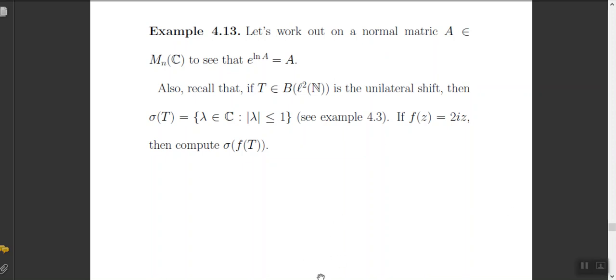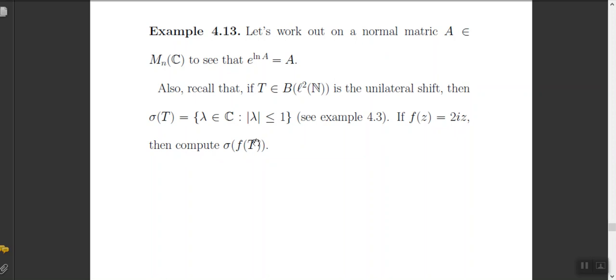Okay, look at here. If you remember, we already talked about the unilateral shift on Hilbert space L2, and we already computed the spectrum of T, which is this: all scalars lambda such that the absolute value of lambda is less than or equal to 1. Now look at here, we are given this function f of z equals 2iz, which is a polynomial of degree 1. Now we want to compute the spectrum of f of T, okay?